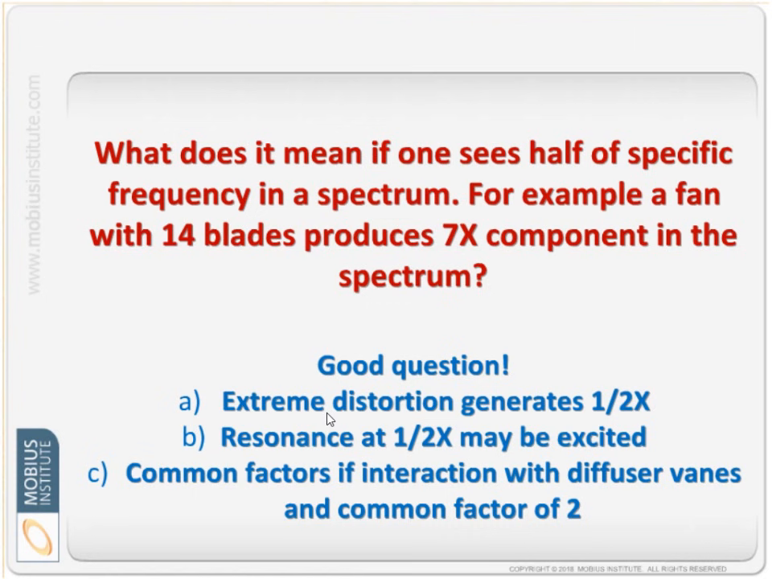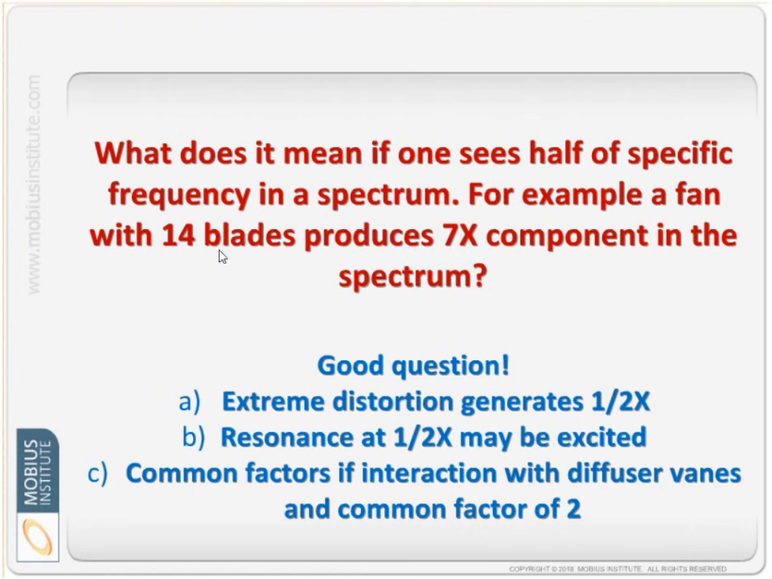So, number one, if you have extreme distortion like the looseness I was talking about, sometimes we get half of that frequency. So, in the case of running speed looseness, which is generated at running speed, we might see peaks at half running speed and sometimes a third running speed. So that's one possibility. Another thing is that if I happen to have a natural frequency at half, now I shouldn't say half x here, in other words, at 7x, even though I've got 14 blades, I can sometimes excite that resonance.